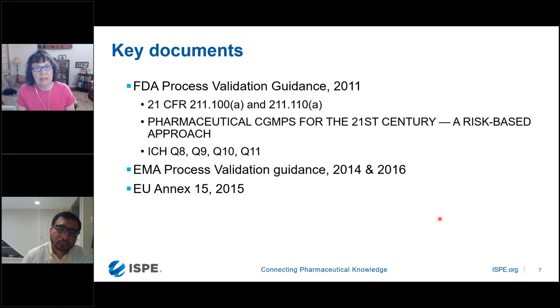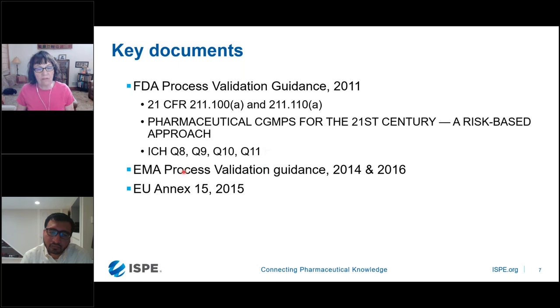The key documents to keep in mind regarding lifecycle process validation are the FDA guidance from 2011. Now, what did the FDA say we're basing this on? It wasn't new stuff, right? Those are not new expectations, because the expectations in the guidance are actually based on 21 CFR 211, specific sections of that. They rely on the Pharmaceutical CGMPs for the 21st Century, a risk-based approach. And embedded within the process validation guidance are the concepts that are in ICH Q8, Q9, Q10, and Q11.